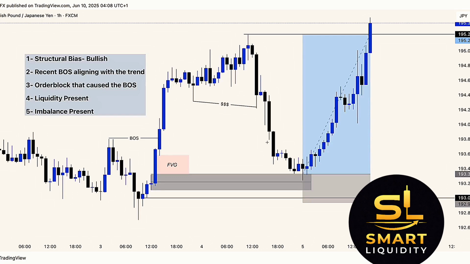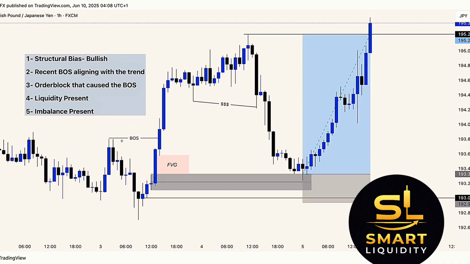For me, you can see what I have here. The structural bias was bullish. This is a trade I took on GBP JPY. Structural bias, bullish. Recent break of structure, this is it. You can see the recent break of structure here. Now, the other block that caused the break of structure, you can see how I highlighted it.